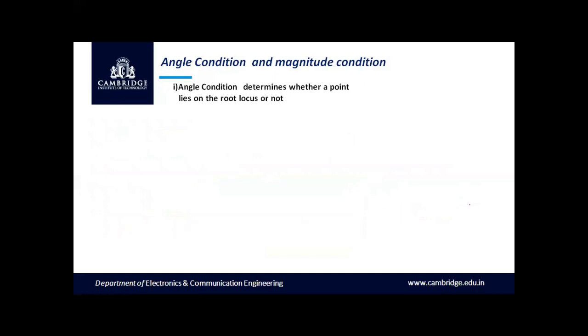An angle condition determines whether a point lies on the root locus or not, whereas a magnitude condition determines the system gain k for the point located on the root locus. Let me justify these two points.